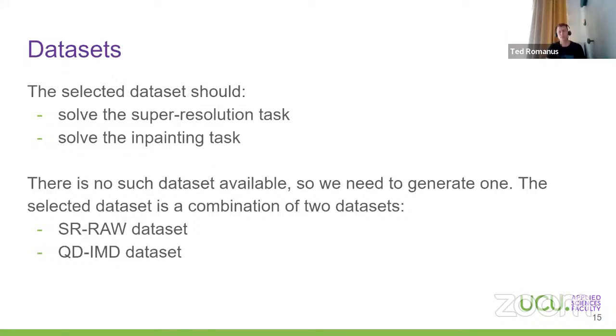So moving to the evaluation part, we needed to find a data set for our tasks, and the data set should be able to solve both super resolution and in-painting tasks at the same time. And to the best of our knowledge, there is no such data set available, so we needed to generate one. The selected data set is a combination of two data sets, the SRO data set and the QD-IMD data set.